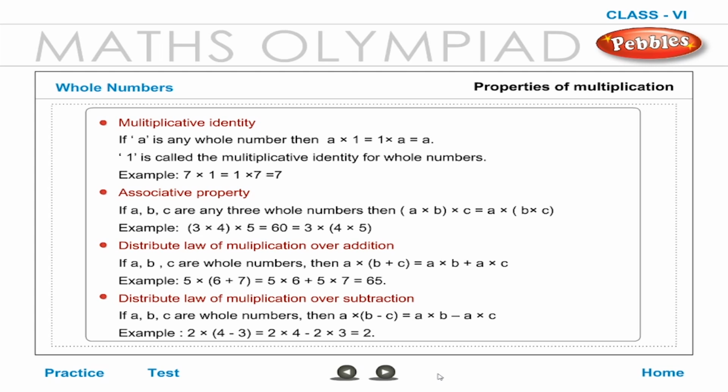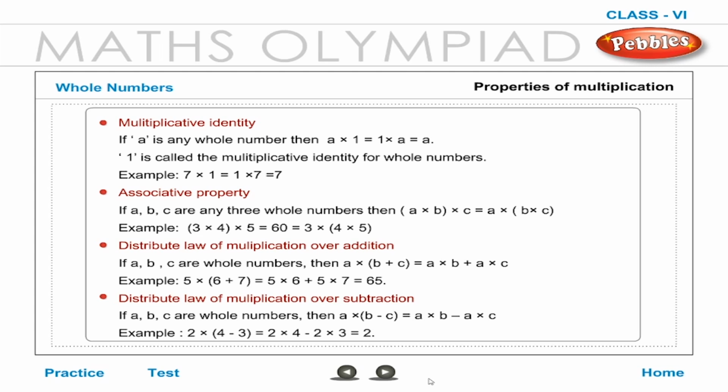Associative property. If a, b, c are any three whole numbers, then (a into b) into c is equal to a into (b into c). Example, (3 into 4) into 5, that is equal to 60. That will give you 3 into (4 into 5).